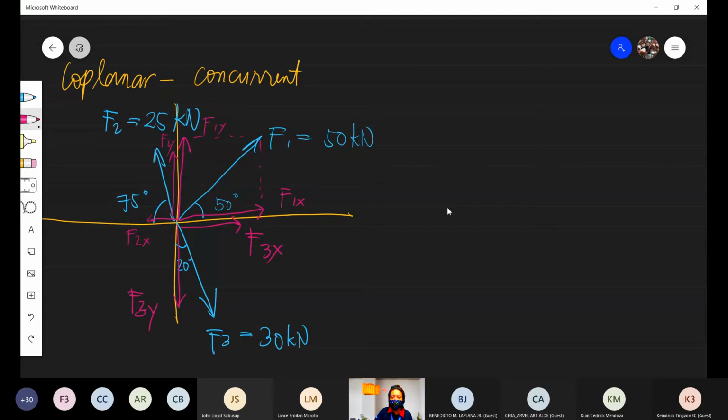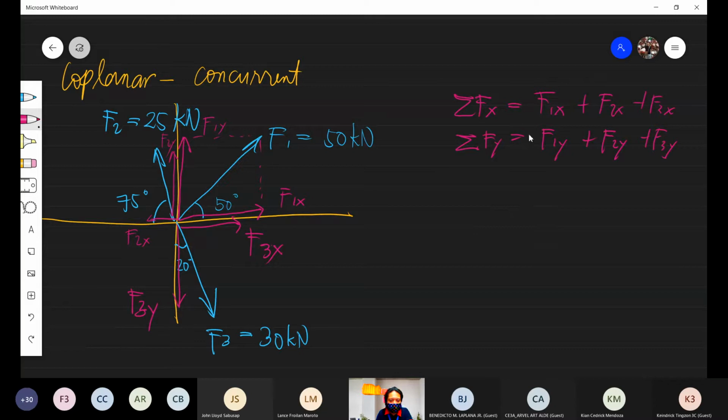Okay, we get the summation of forces along x, which is F1x plus F2x plus F3x. Then we also get the summation of forces along y, which is F1y plus F2y plus F3y. Okay, so that is how we get it.